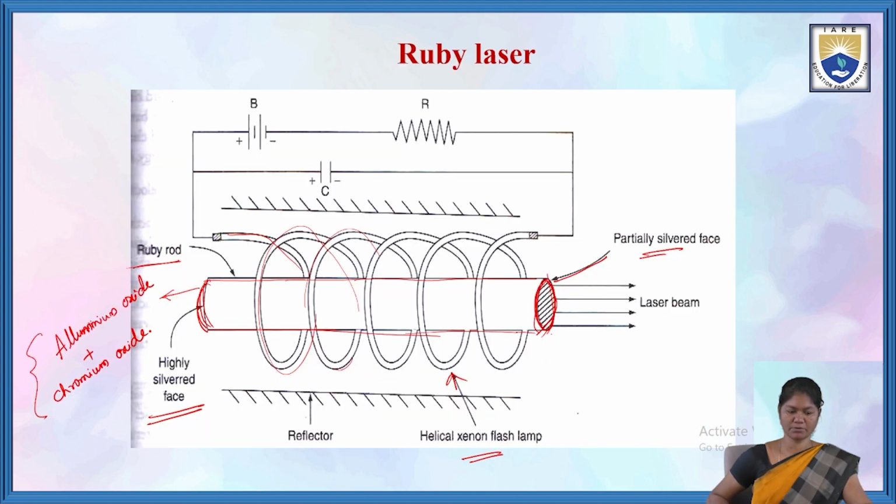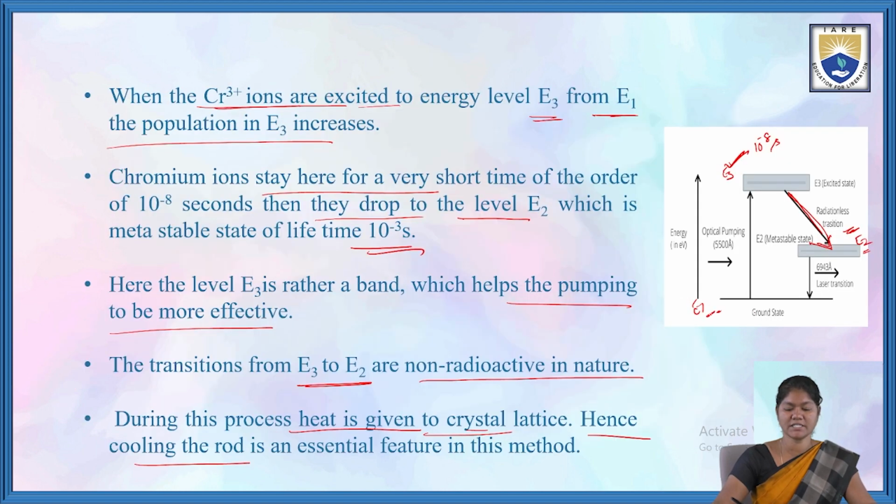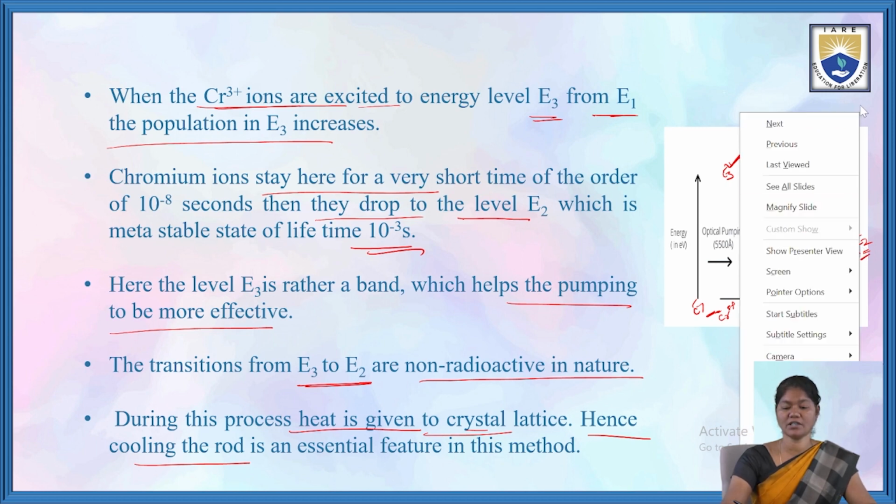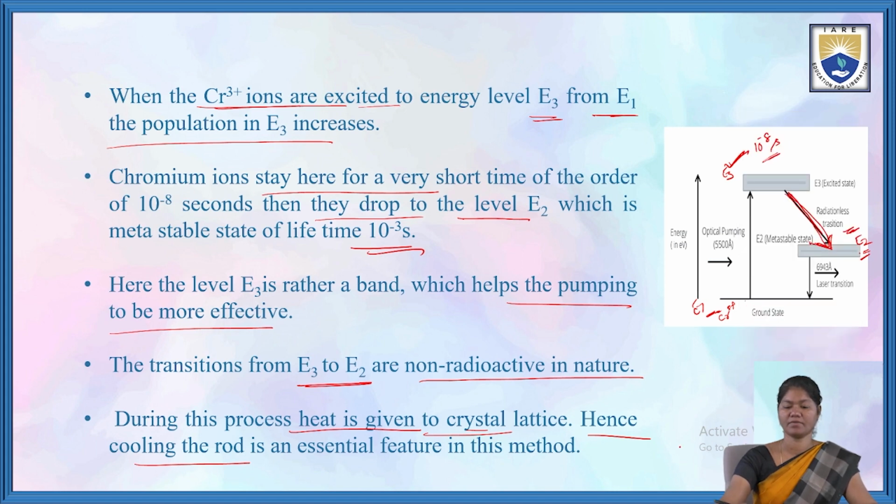So this is all about the ruby laser. A chromium ion is excited from the E1 energy state to the E3 energy state. After 10^-8 seconds, it transits to the lower energy state E2. E2 is the metastable state, and here the transition is a non-radiative transition.